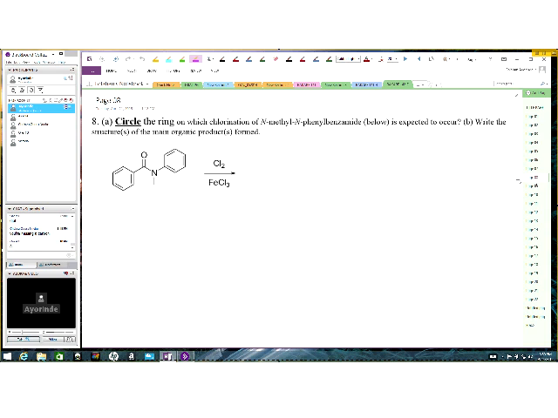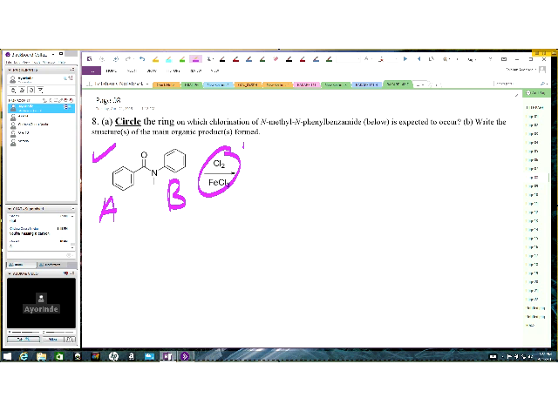This says, circle the ring on which chlorination of N-methyl-N-phenylbenzamide below this compound here is expected to occur. In other words, this reaction here on this molecule, where would the chlorination go? Let me go ahead and label the ring system so that you guys can help me here. Let us call this ring A, and let us call this ring B.